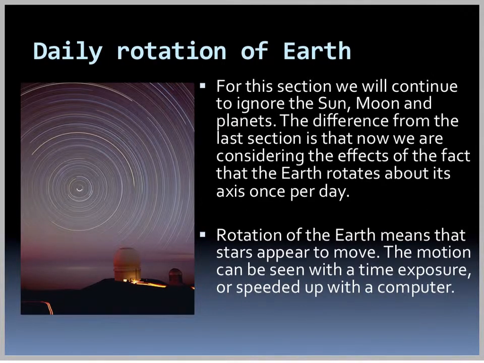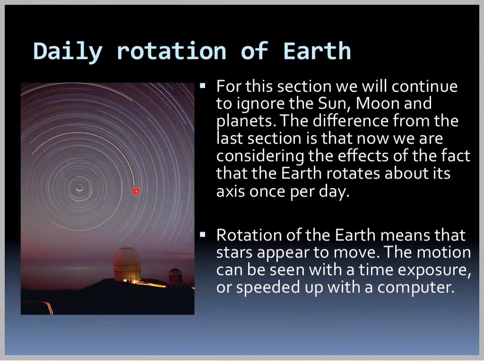So now let's add the daily rotation of the Earth. We're going to continue to ignore the sun, moon, and planets. We're just going to look at what changes as the Earth rotates around its axis once per day. This picture here is a time-lapse picture of about 8 hours, and we can tell because these arcs are about a third of the way around a circle. So a third of 24 hours is about 8 hours.